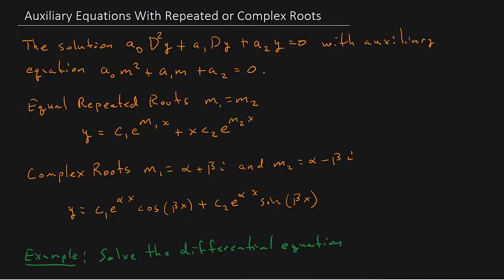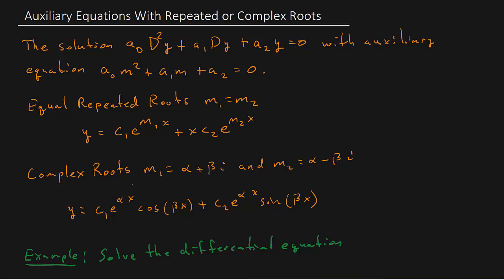The video before this one is where the auxiliary equation had unique solutions, so the solutions were different, and they weren't complex, they were real solutions. So this is just a continuation. I could have done it all in one video, but I didn't because the book splits it up into two sections.